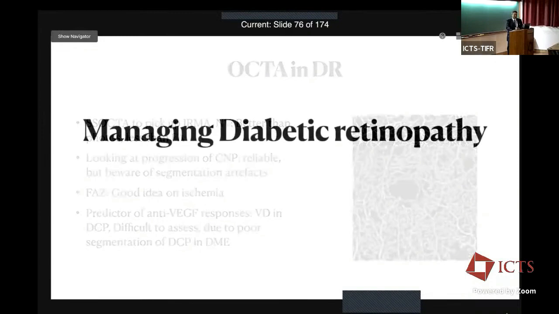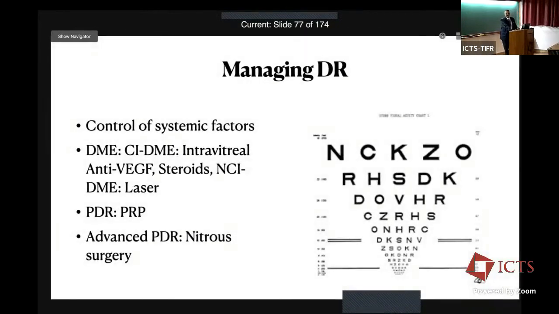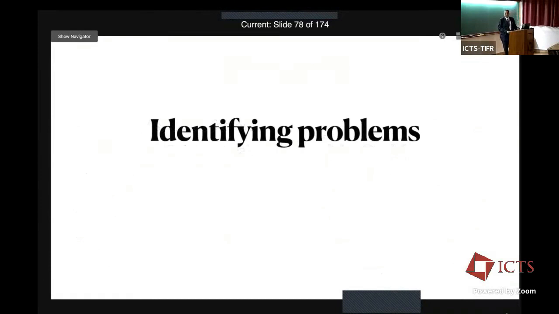How we manage diabetic retinopathy: it's definitely control of systemic factors. In diabetic macular edema, when it is involving the center part of the retina, they need injections. If it is not in the center, they need laser. In proliferative, where there is proliferation of new vessels, the treatment is laser. And in advanced stages, when it pulls the retina, it's a vitreous surgery. That's an auto-checked nitrous surgery it became. So that's all about diabetic retinopathy and diabetes.